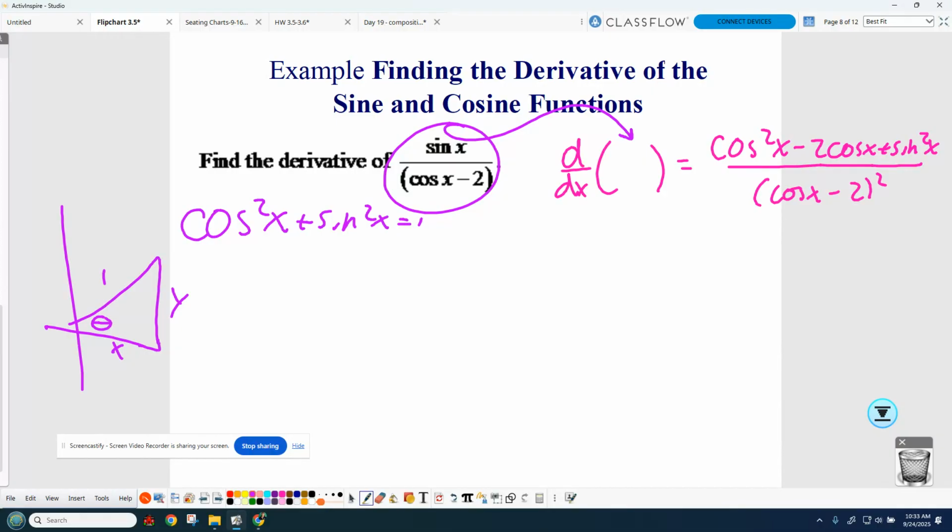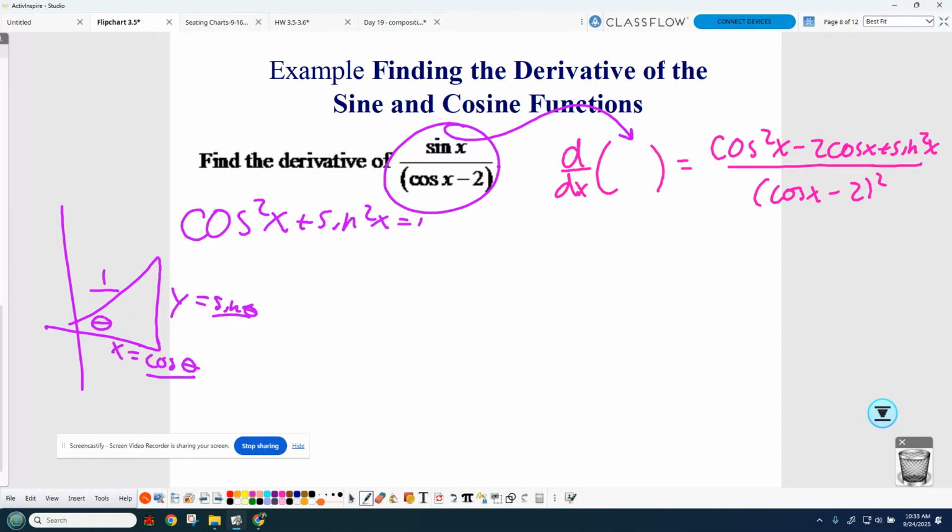And that comes from the unit circle business. Sine is opposite over hypotenuse. When the hypotenuse is 1, I get sine x. And then there's cosine, so then the Pythagorean theorem, cosine squared plus sine squared equals 1. You need to know that one.